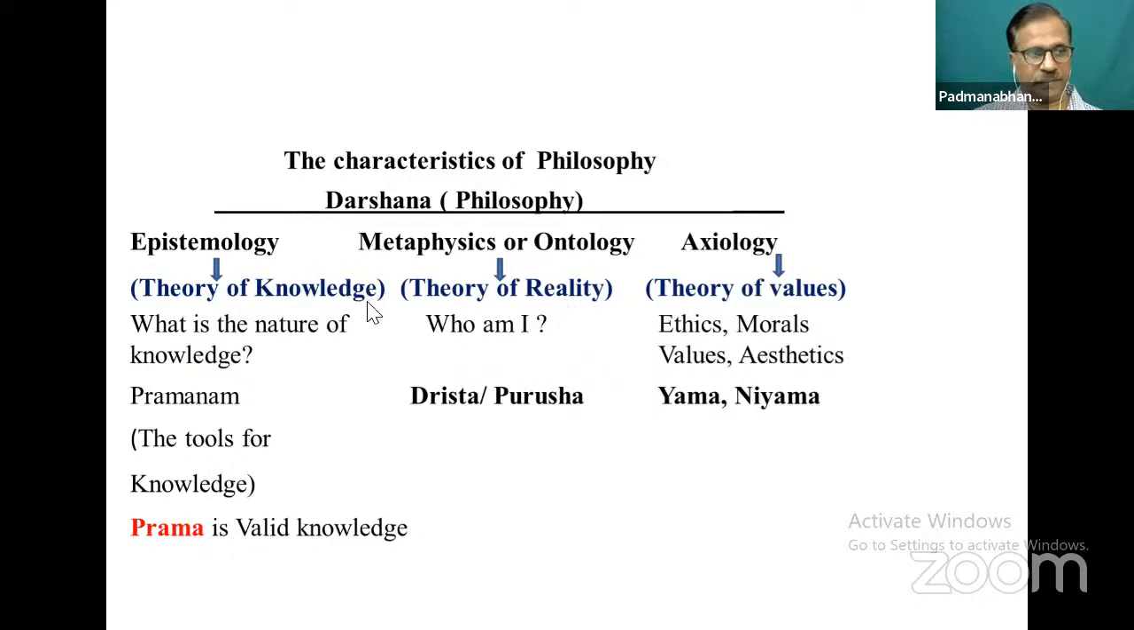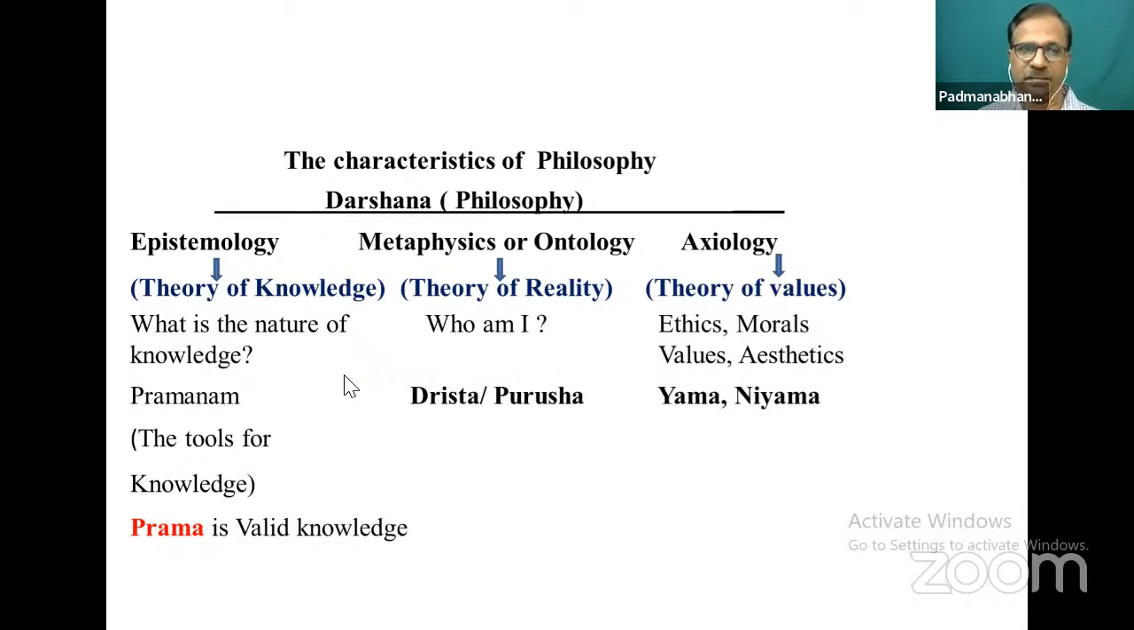In the Patanjali Yoga Sutra, you can see that. What is the nature of knowledge? Then it talks about pramana, pratyaksha anumana agama pramanani. You know that. And pramanam is the tools of knowledge, and prama is the valid knowledge. So it talks about epistemology, the theory of knowledge. It has that.